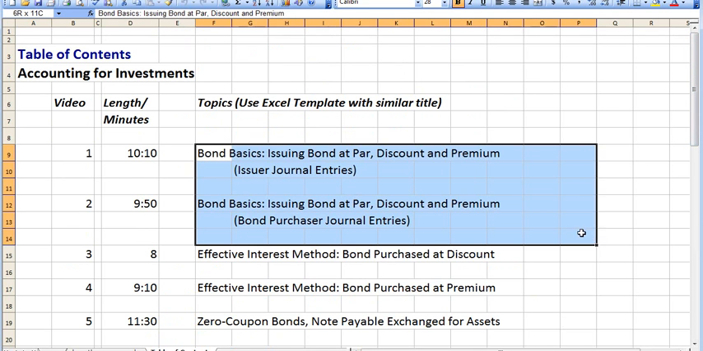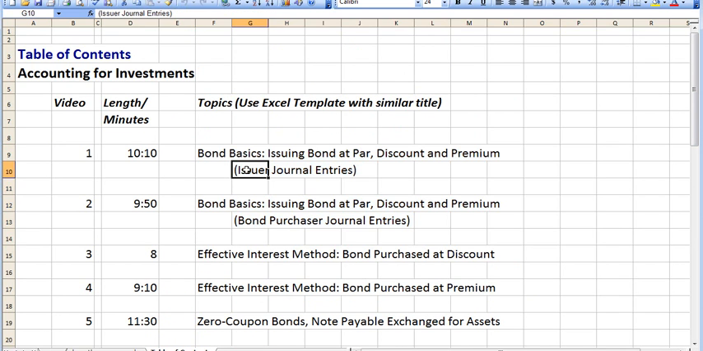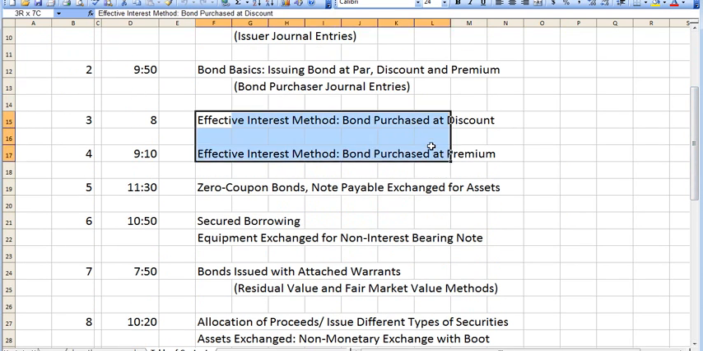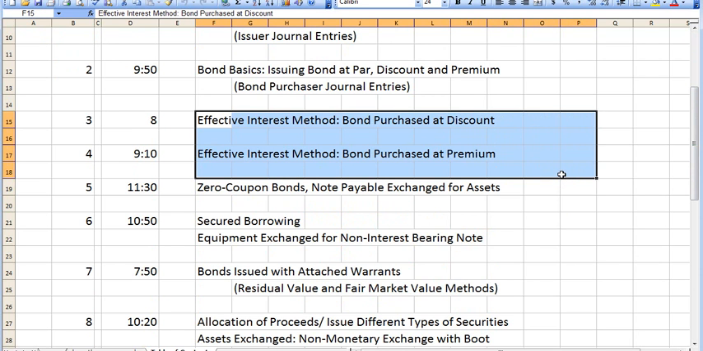We talk about bond basics, issuing bonds at par, at discount, and a premium from both the bond issuer's perspective, the bond purchaser's perspective. We follow up with the effective interest rate, both buying a bond at a discount and buying a bond at a premium. We talk about those journal entries.